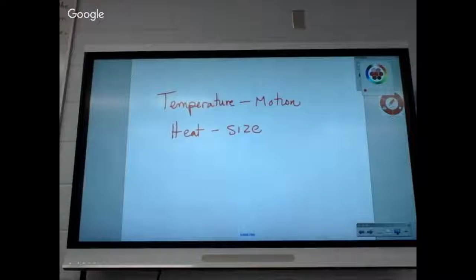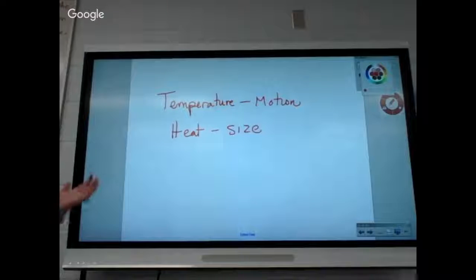When I teach this in physical science, temperature is about motion. Heat is about size. So if we were comparing a swimming pool this time of year in the South, which is very warm, to a frozen lake, most people would say, oh, a lake that's frozen, that's not got much heat at all, right?